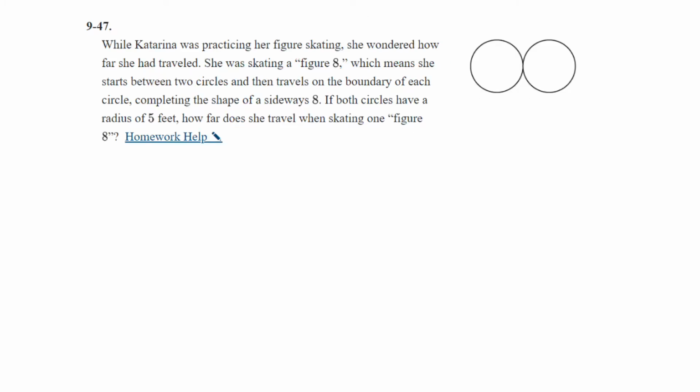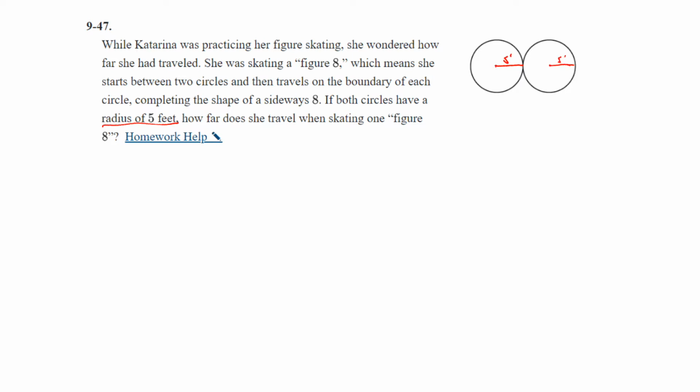Question 47. While Katerina was practicing her figure skating, she wondered how far she had traveled. She was skating a figure 8, which means she starts between two circles and then travels on the boundary of each circle, completing the shape of a sideways 8. If both circles have a radius of 5 feet, how far does she travel when skating one figure 8? So the radius, it says, was right here, 5 feet.